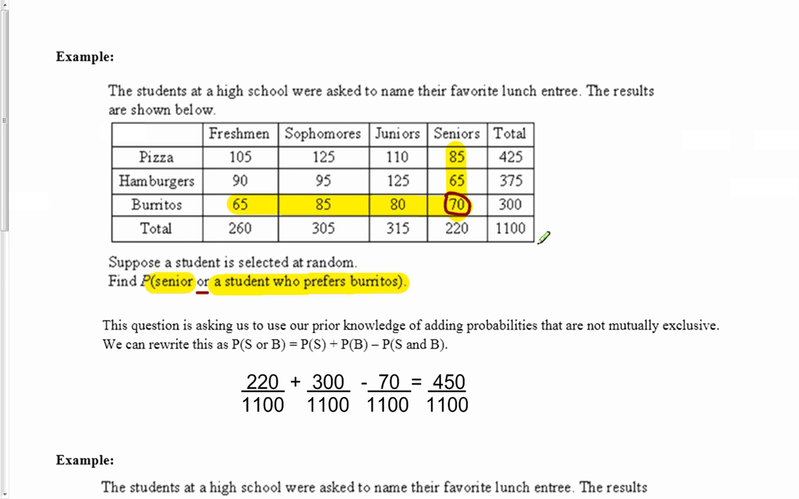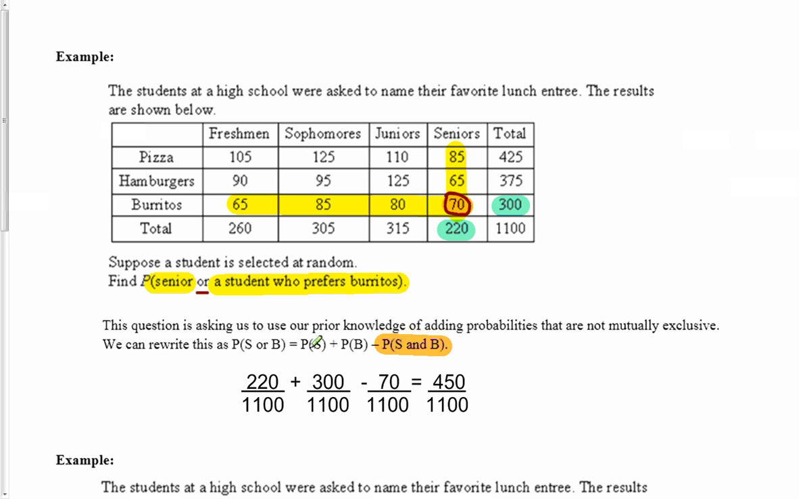A way to do that quickly is to just look at the total number of burritos, the total number of seniors, and subtract out the overlap where we have people who like burritos and people who are seniors. And so I'm going to just highlight the corresponding thing down below. We have the probability that it is a senior and someone who prefers burritos. That's our 70. That's this part that we're subtracting out, because otherwise that number gets double counted. That's why we subtract it out.